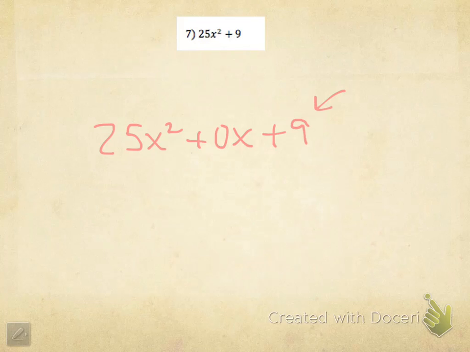So if we took the square root and added a positive and a negative, well, that doesn't multiply to get me 9, so let's make them both positive. But it also doesn't add to get me 0. And since there's no GCF, you can't factor it anymore.